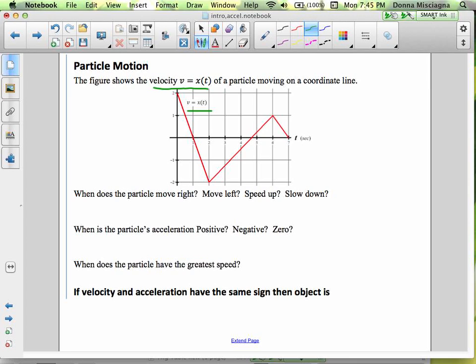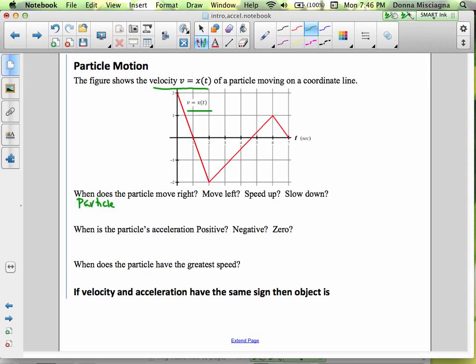So now we want to determine when the particle moves right, when it moves left, when it speeds up, when it slows down, right? So let's answer the moving right and moving left part first. Then let's answer the acceleration, positive, negative, 0, and then let's come back to the speeding up and slowing down, because that's a lot easier to answer after we've answered the acceleration, right? Because we need velocity and acceleration to determine speeding up and slowing down. All right, so when does the particle move right? And we'll justify all of our answers.